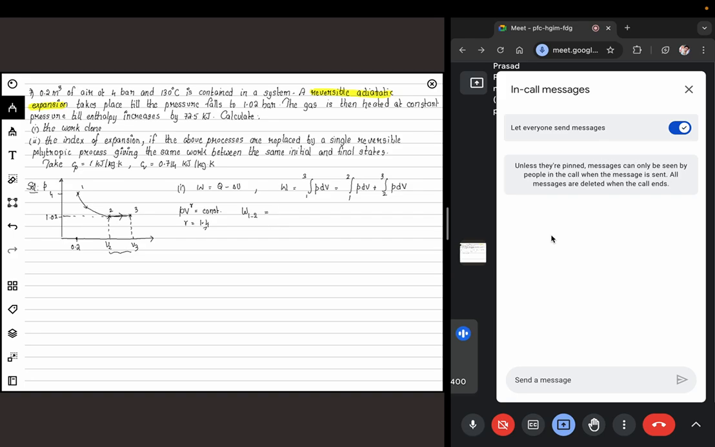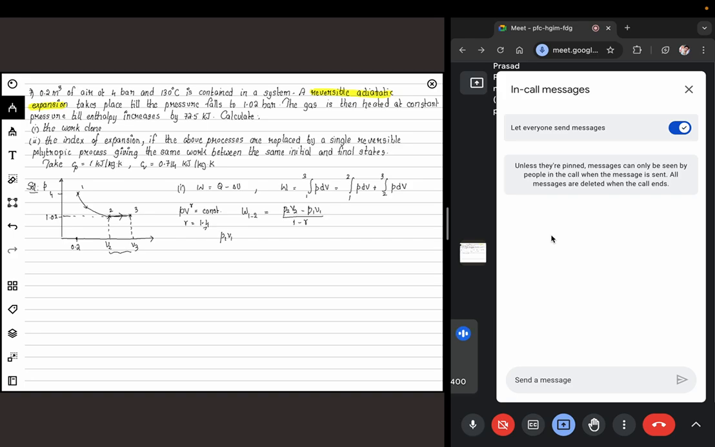Or I'll just directly write the equation since we have derived it in the beginning of the session. So you can go back to the video to see the derivation. So instead of n, it will be gamma. In order to evaluate this, I would have to know the values of V2 and V1. I know the initial volume, but I do not know the final volume. But I know the final pressure, so I can use this relation to calculate the final volume.